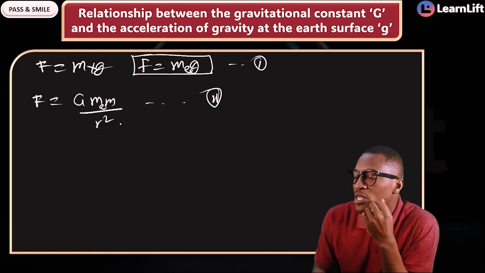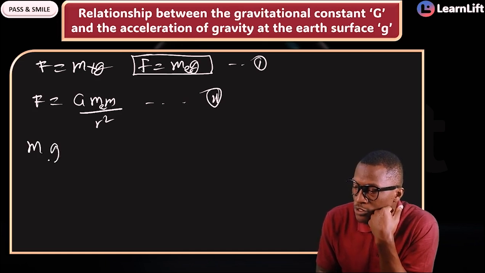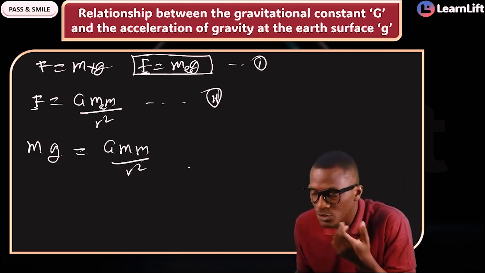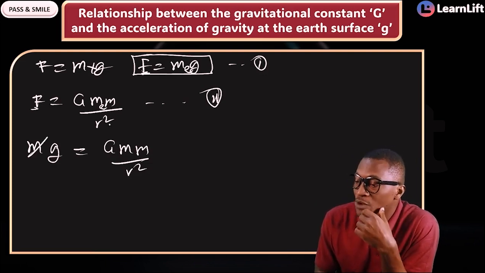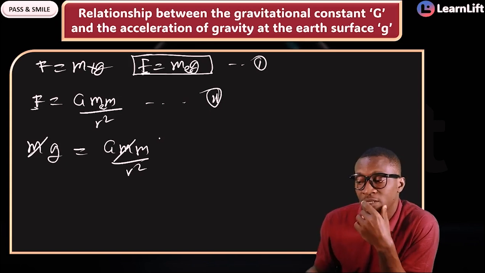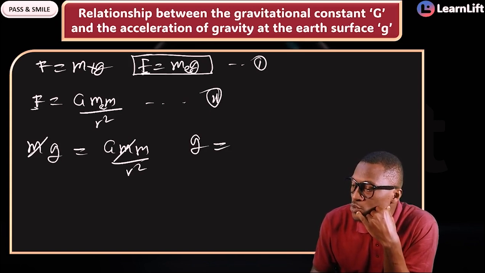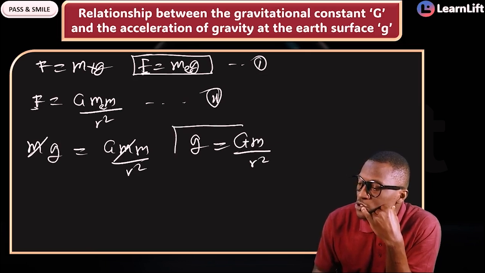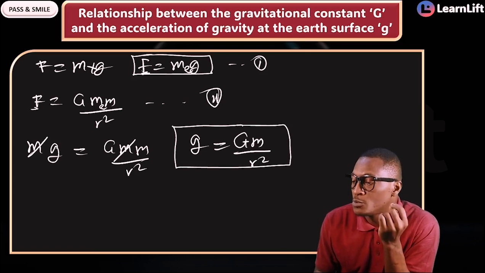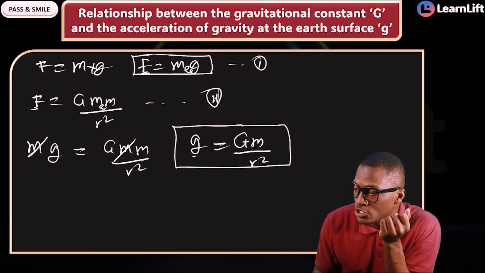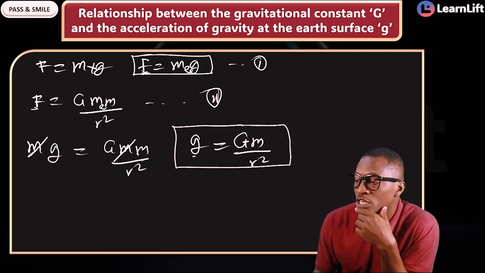Now everybody, equating equation 1 and equation 2, we can say that mg is equal to GM all over r squared, because both of them are force, so they are equal. This mass, the mass of the earth, can cancel this mass. So we can now say that g is equal to capital G M all over r squared. This is the relationship between acceleration due to gravity g and capital letter G: g is equal to GM all over r squared.